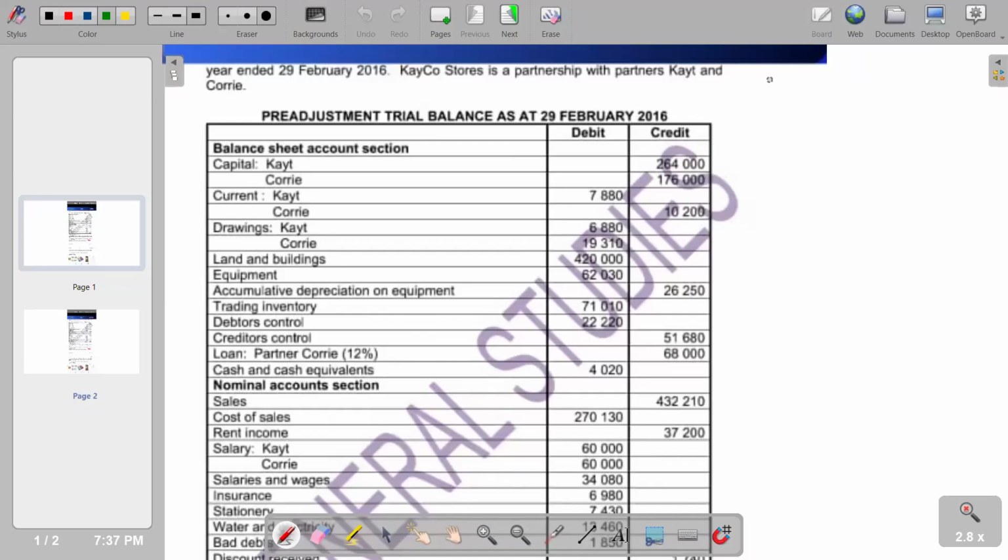Hello there. Welcome to the calculation of our rent received. That is our rent income.